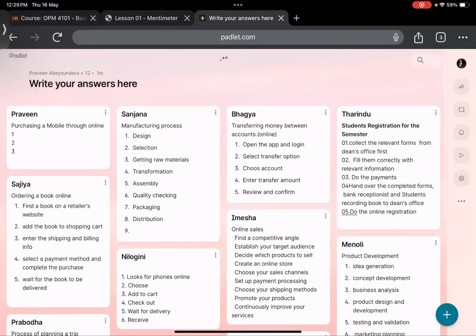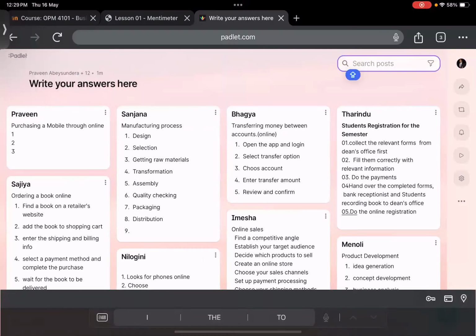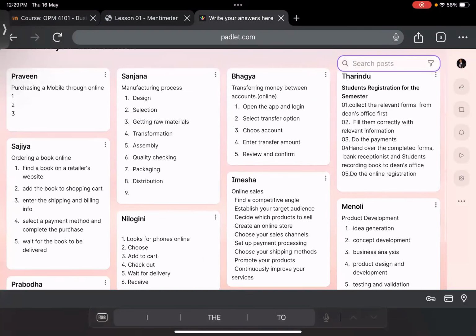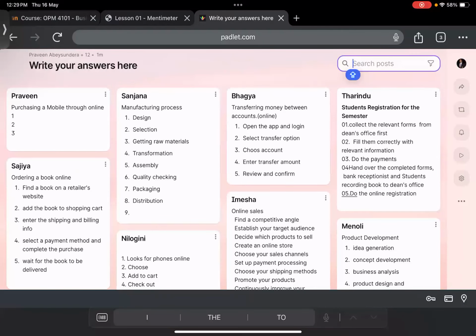Okay, so I will take a couple of these answers and we'll discuss. For example, if we consider Sanjana, Sanjana is considering the whole process of the organization. Even I have some answers in the chat option also. Ahimsa: food ordering process from a restaurant. Okay, so we'll take Sanjana's one. Manufacturing process. So she has considered the whole process.